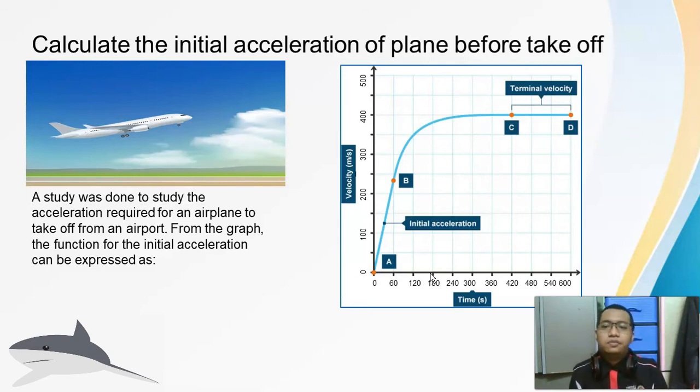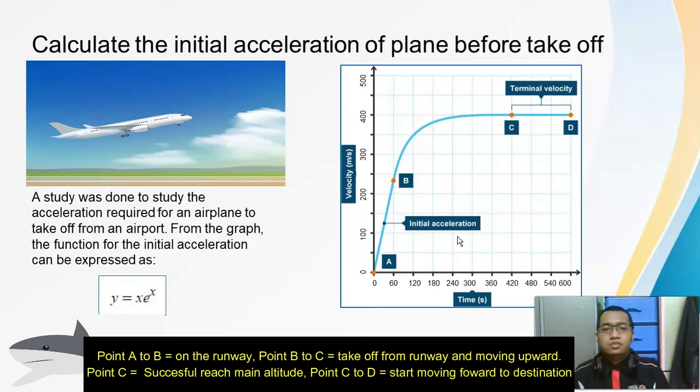From the graph, the function for the initial acceleration can be expressed as y equal to x e to the power of x. This function is for point A to point B, the initial acceleration. The meaning of initial acceleration is the speed that the plane needs to start to take off from the runway.